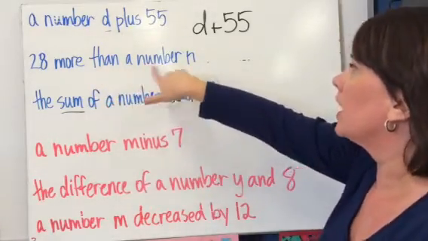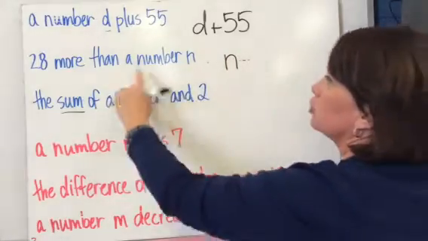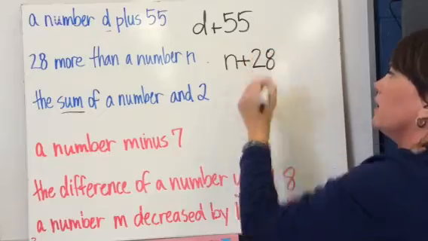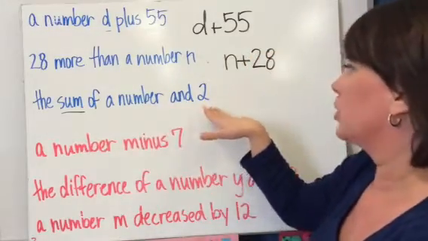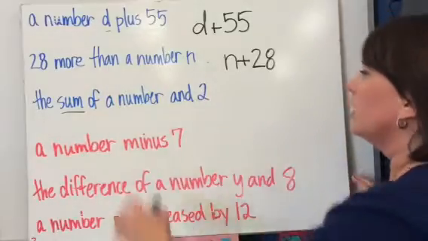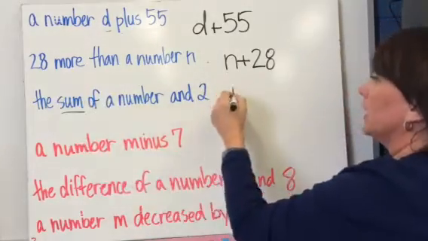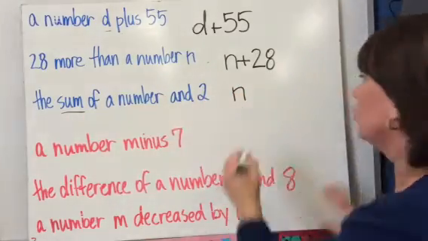28 more than a number n. Well, that means I have the number n, and then I'm going to do 28 more than that, which is telling me that I add n plus 28. The sum of a number and 2. Sum is my key word. This time it didn't tell me what the variable was called. I can call the variable n or any other letter that I want to call it. And 2, the sum of, so it's n plus 2.